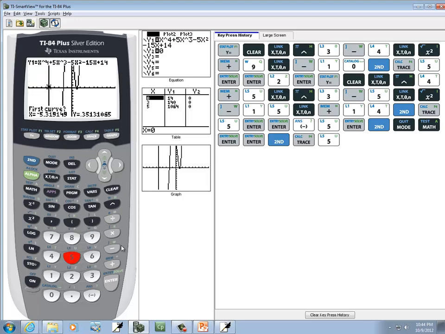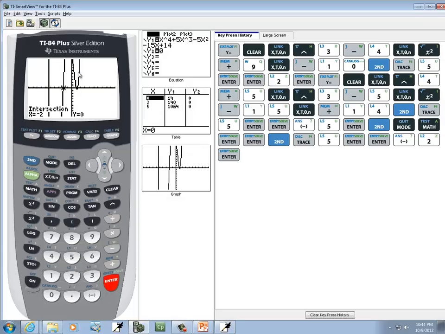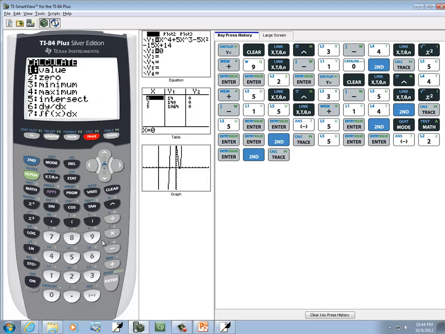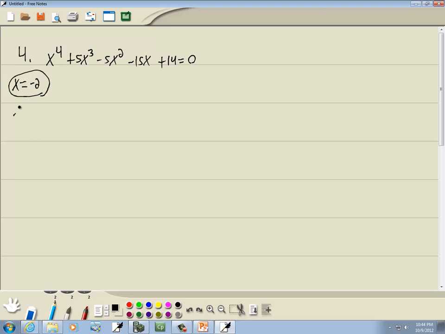So I do second trace, choose intersect. Looks like negative 2. So we do enter, and negative 2. And sure enough, it says negative 2. Next one looks like 1 maybe. So let's do second trace, choose intersect, number 5. Enter on first curve, enter on second curve, and I'll put in 1 for the guess. And sure enough, x equals 1.